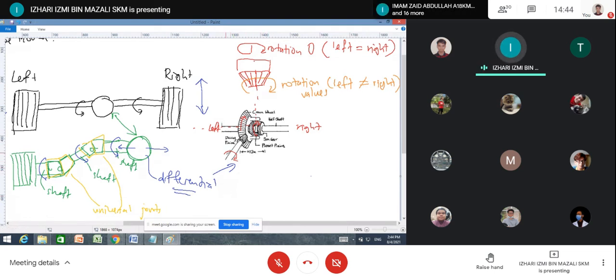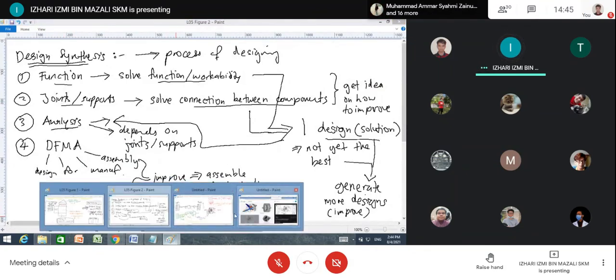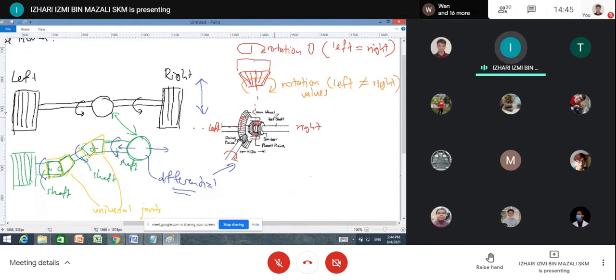So in your case, try to design this. First, in this case, not to design in detail, but you need to understand it, so that later on, when you want to solve number 2, joints and support, you need to design in detail. But for the functions, you just need to understand that you need this component to connect your motor to the right and to the left wheels.